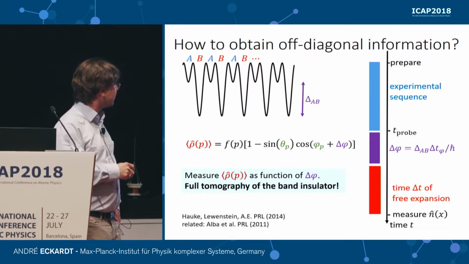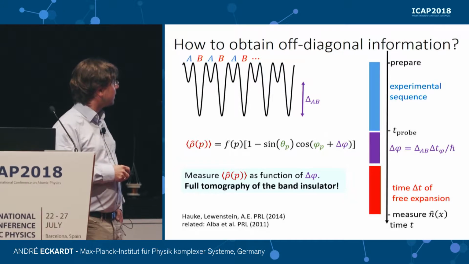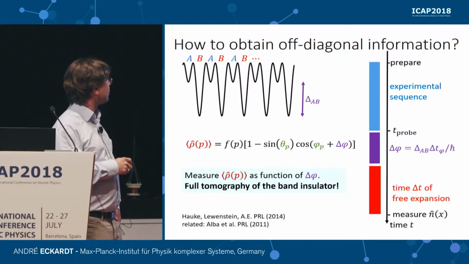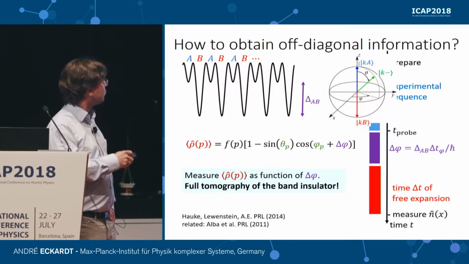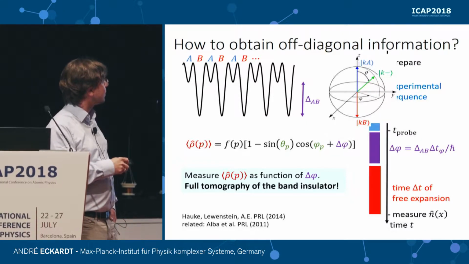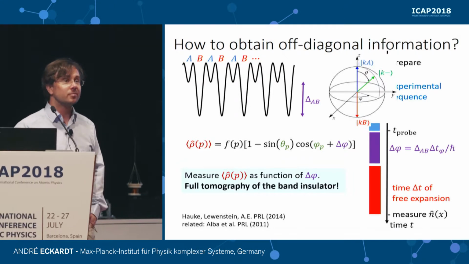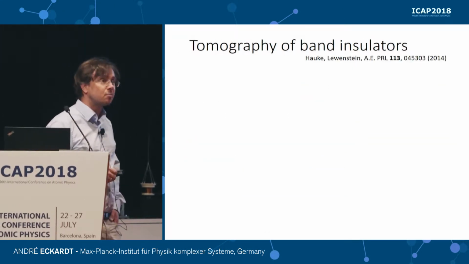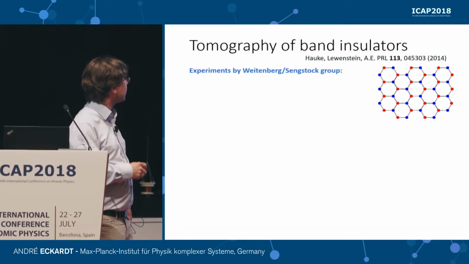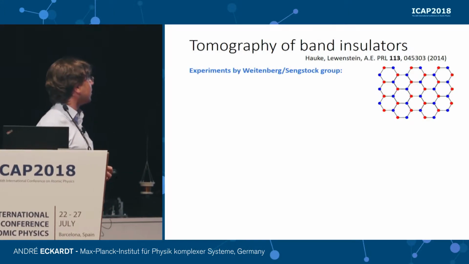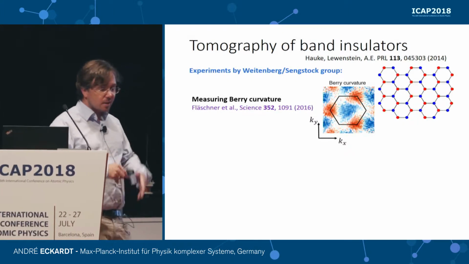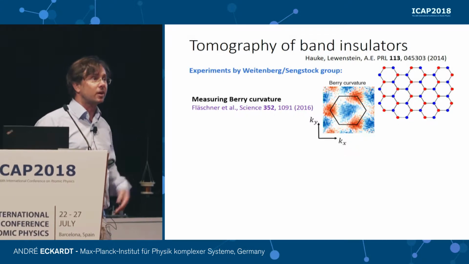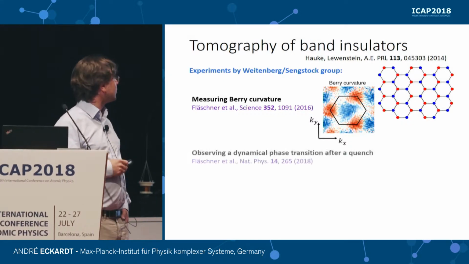And how do you get this extra delta phi? You have a second stage before you do the time of flight, where you quench into a Hamiltonian where you have a strong offset between A and B, and this just leads to a pseudomagnetic field in this pseudo-spin space given by the sublattice, and you rotate your state just a little bit further. This technique has been used extensively in the group of Klaus Sengstock and Christoph Weitenberg in hexagonal lattice systems. So they measured the Berry curvature in momentum space of such lattice insulators in such lattice Hamiltonians.